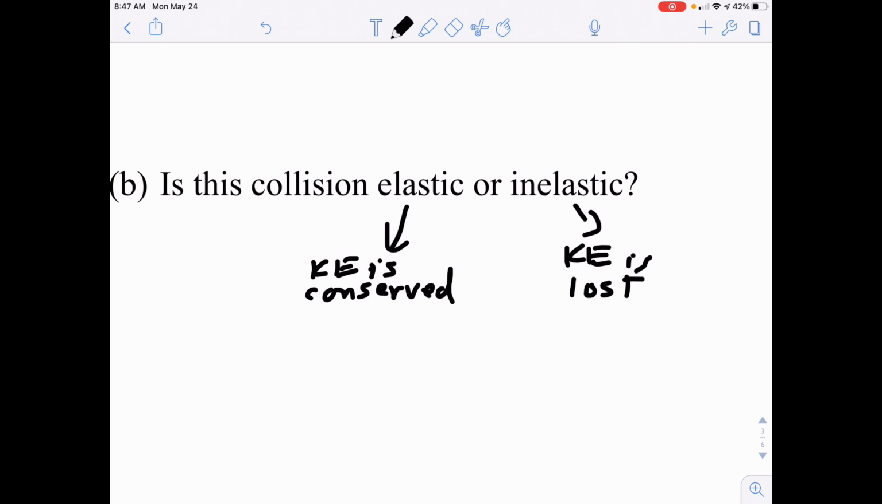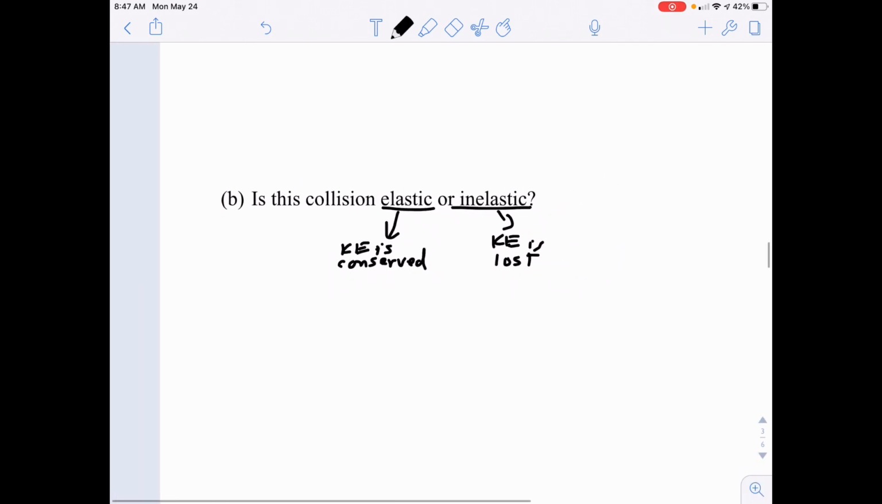Some of the energy could be transformed into the thermal energy of the surrounding air molecules. It could be transformed into the sound energy propagated by these air molecules. It could be transformed into the work done to deform something, let's say, if something breaks or deforms in some way after the collision. There's various reasons why kinetic energy could be lost, but suffice to say a loss in kinetic energy results in an inelastic collision. No change in kinetic energy defines an elastic collision.